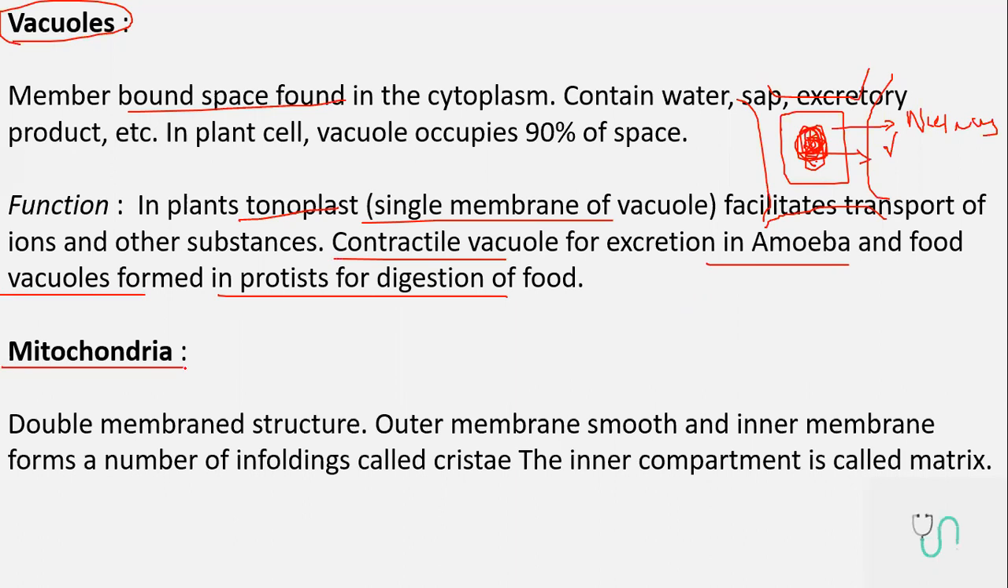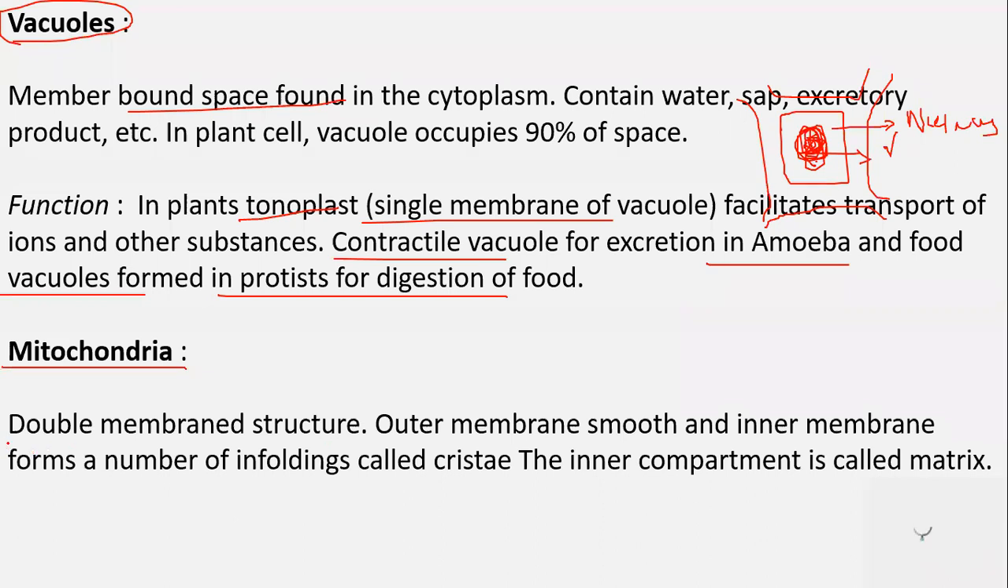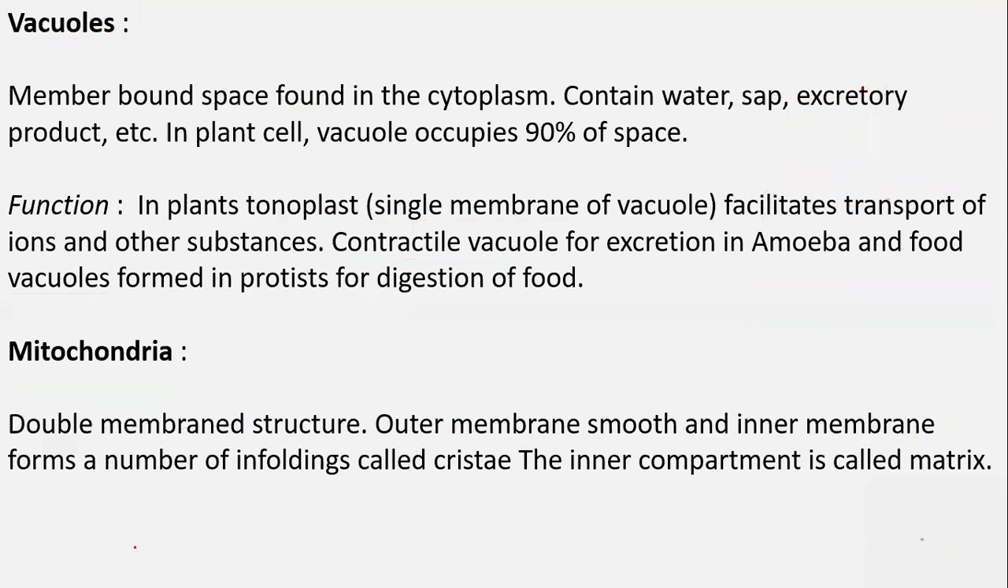Next is the mitochondria. Mitochondria are double-membranous structures. The outer membrane is smooth, and the inner membrane forms infoldings, which are known as the cristae. The matrix of the mitochondria is known as the inner compartment of the mitochondria. I'll draw an image. Don't worry, we have the tools over here.